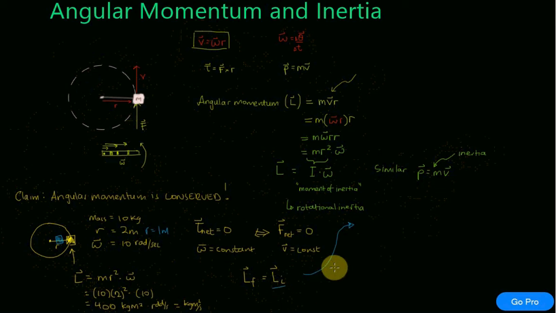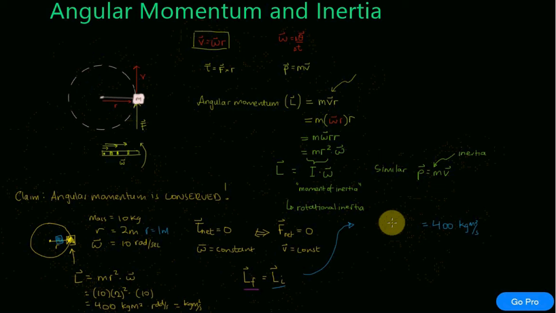So the initial angular momentum was equal to 400 kilogram meters squared per second. Okay, this must equal, and I'll give this a slightly different color, maybe let's go with purple, whatever the final angular momentum is, right? There's no angular momentum that's lost.